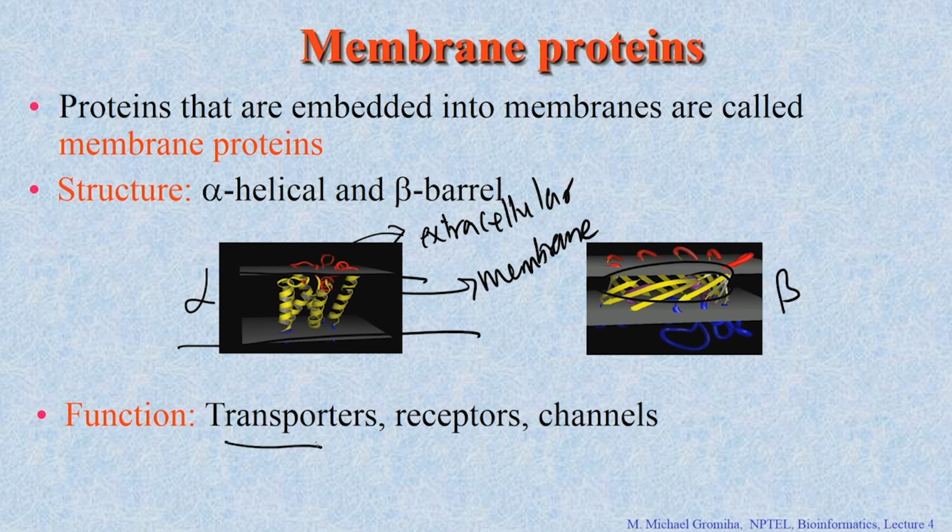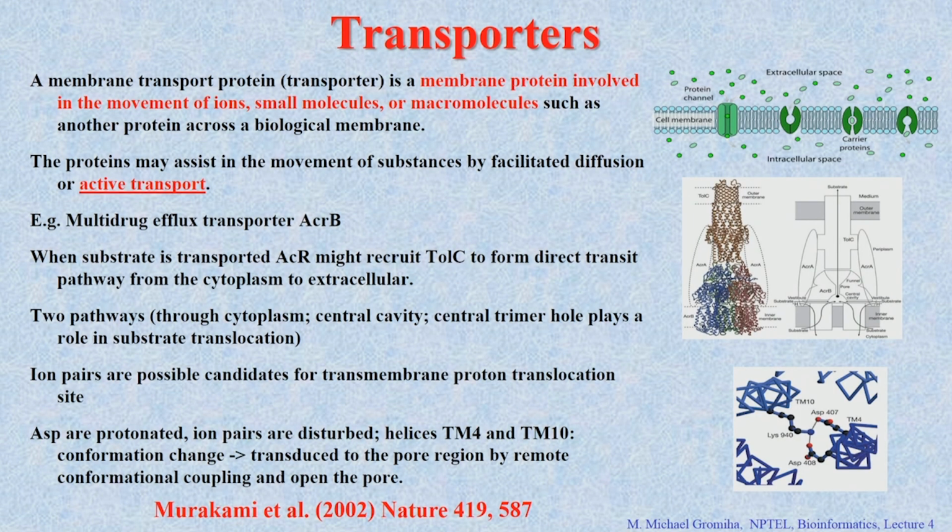So, these proteins also perform various functions like transporters or receptors or channels and so on. I will explain this with a few examples. Here is one example for the transporters. What is a transporter generally? It transports molecules. The transporter is a membrane protein which is involved in the movement of ions or small molecules or macromolecules, such as another protein also, across the biological membrane. Mainly these assist the substance by active transport, from the lower concentration to the higher concentration.